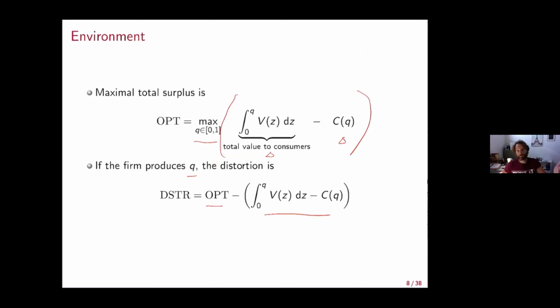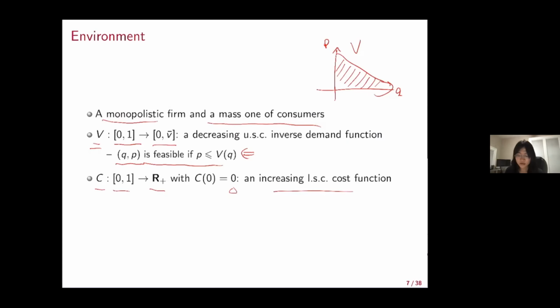All right. Now I'm too many slides ahead, but just out of curiosity, you're not making assumptions on the curvature of the demand function? No, we're not. As long as it's weakly decreasing, any upper semi-continuous decreasing function is considered. Okay, thanks.